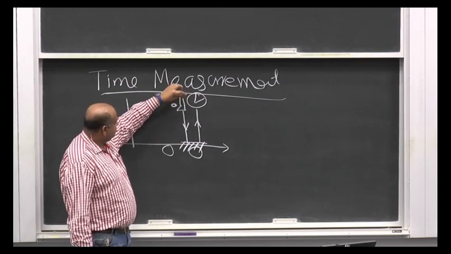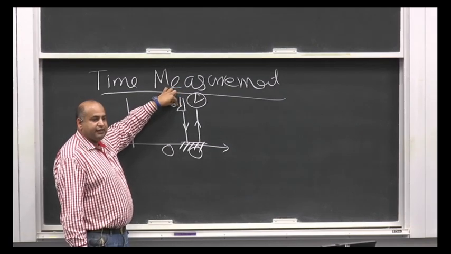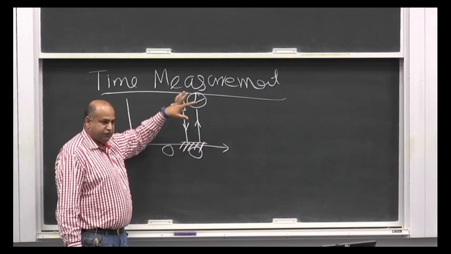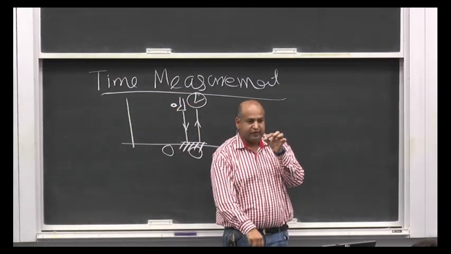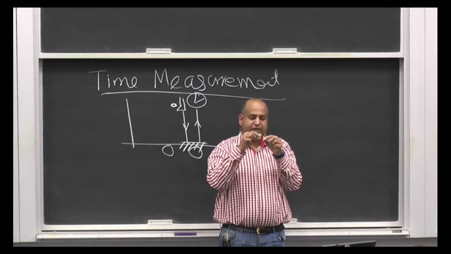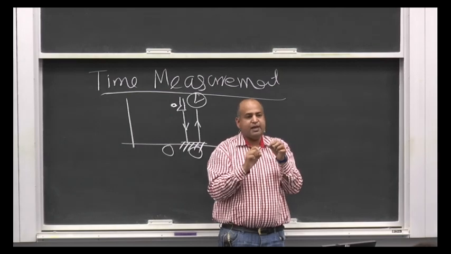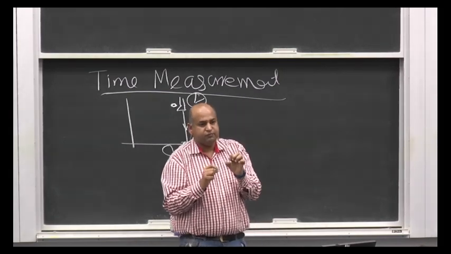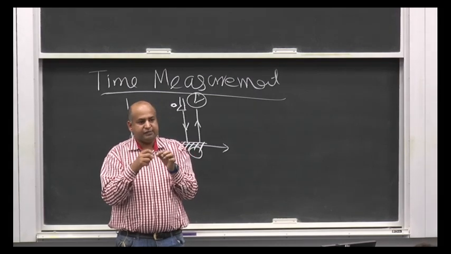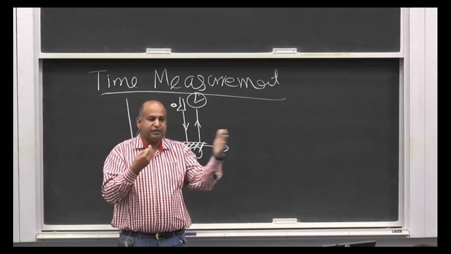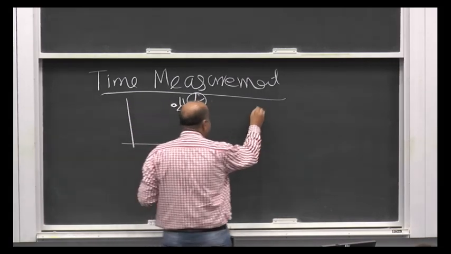So I measure the time interval between two events that take place at the same position in this frame. I let the light go from here downward. Light went down, came back up, and when it came back at the same point, I clicked my stopwatch. So I'm measuring the time interval between two events which are happening at the same position, because the time is different, of course, that's why there's a time interval, but position is the same. So this time, by the way, is called proper time.